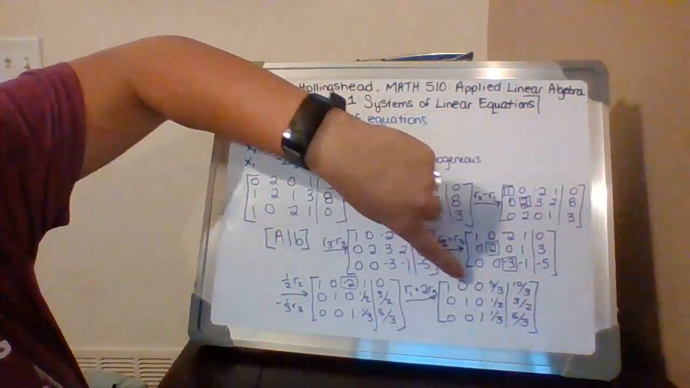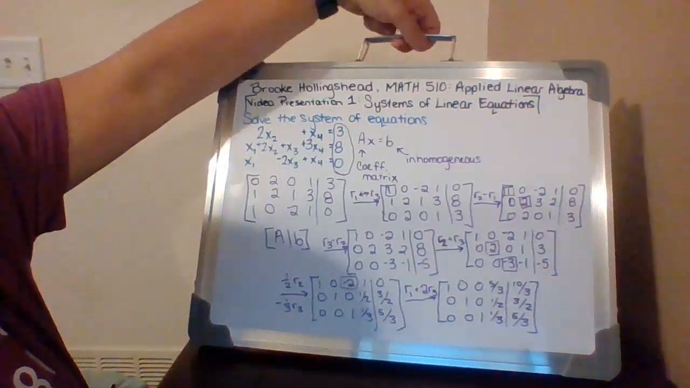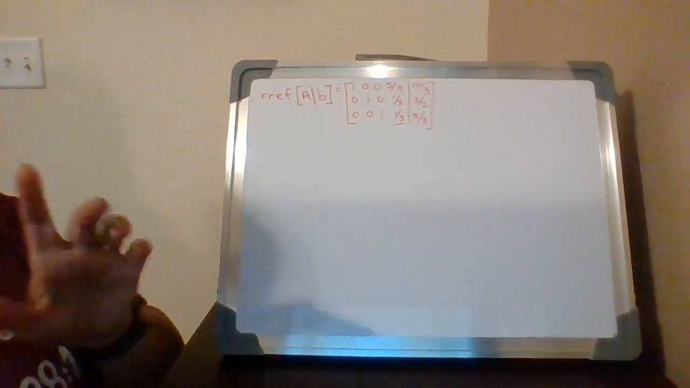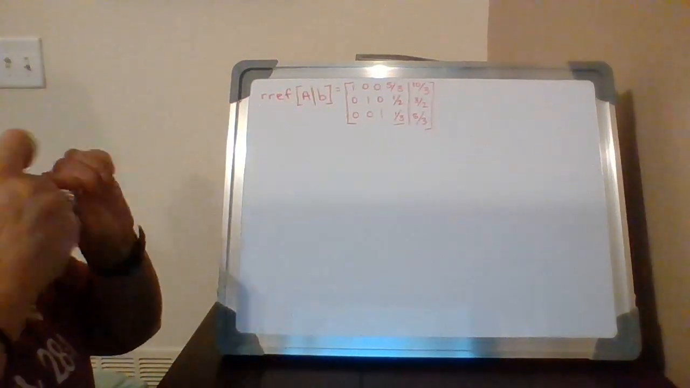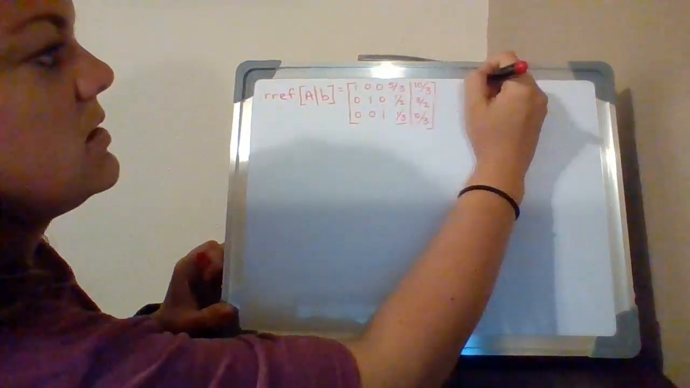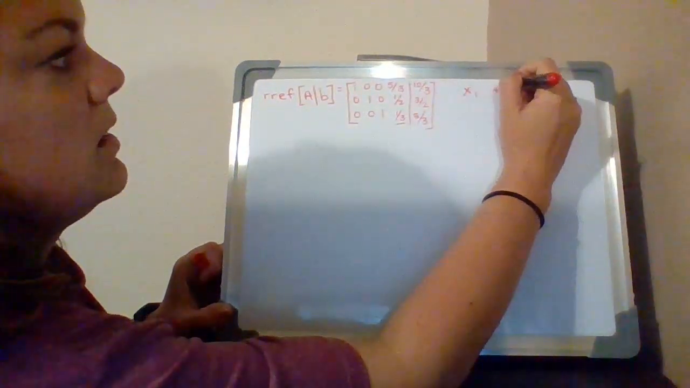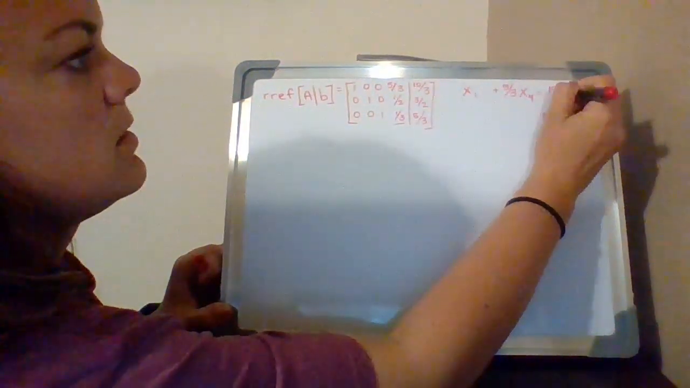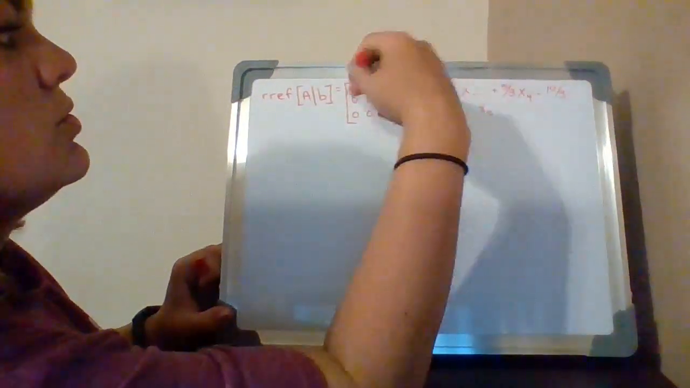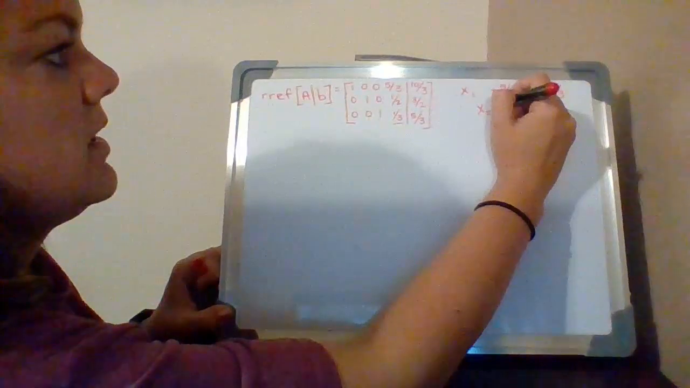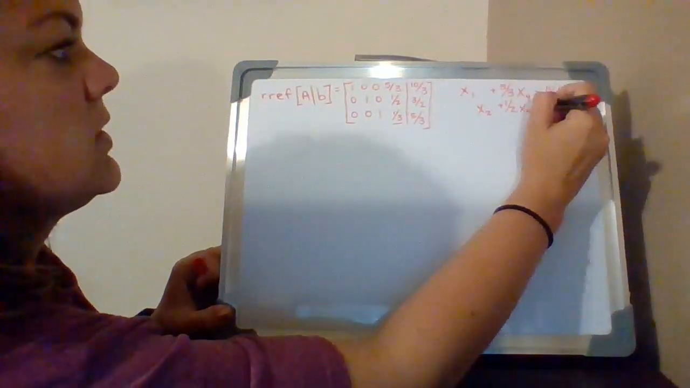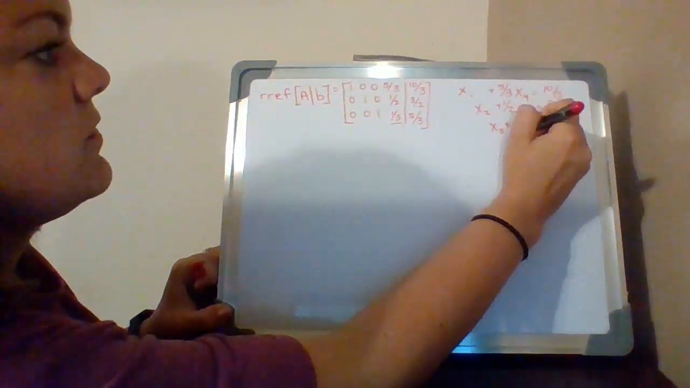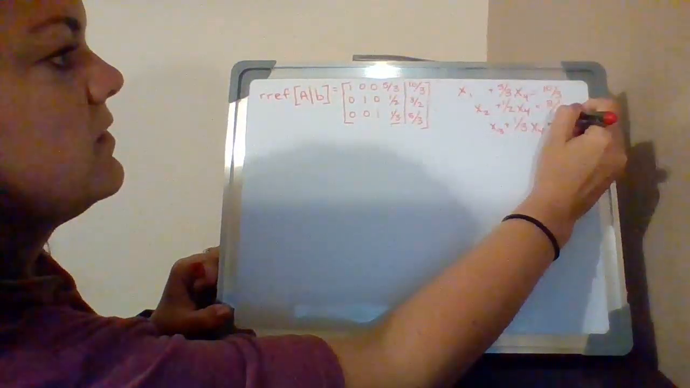And now that I have my leading terms being 1 and everything above and below them is 0, I have this in reduced row echelon form, and I can now write a new system of equations where this is my x1 term, and 5/3, the last one is going to be x4, and this is my x2 term. The first one is x1, and I don't have that. Half x4, and x3, and a third x4 equals 5/3.